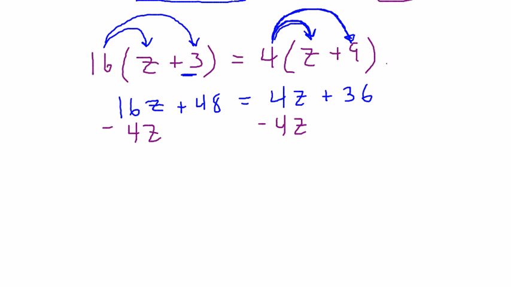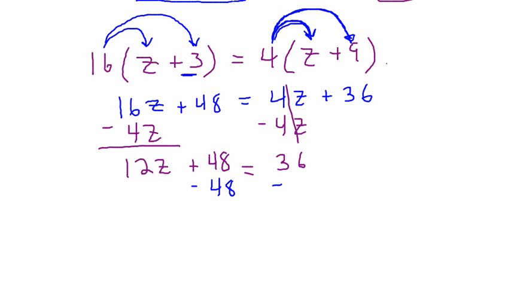Alright, so let's see, on the right-hand side, our 4z minus 4z cancels out, and we're left with just 36. And on the left-hand side, 16z minus 4z is 12z, plus 48. Now we have our variable on one side of the equal sign. Our next step would be to undo addition of 48. And to do that, we will subtract 48 on each side.